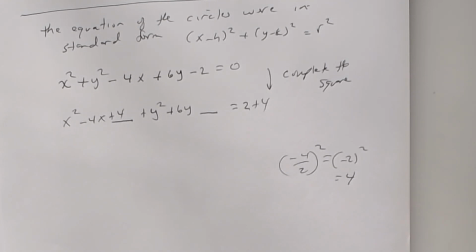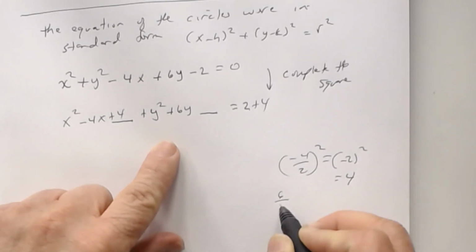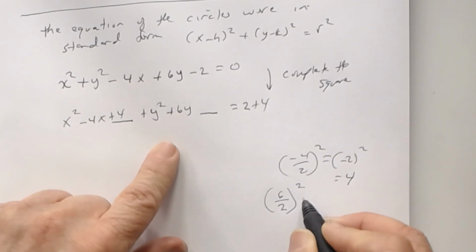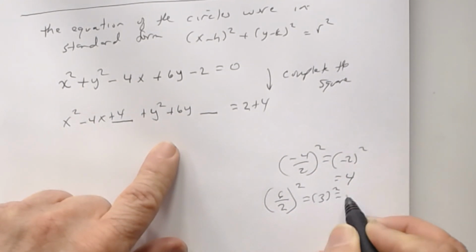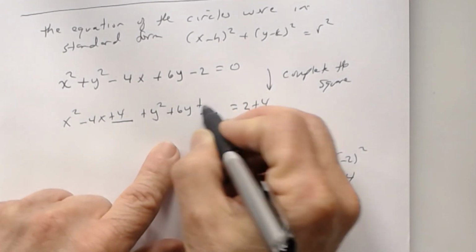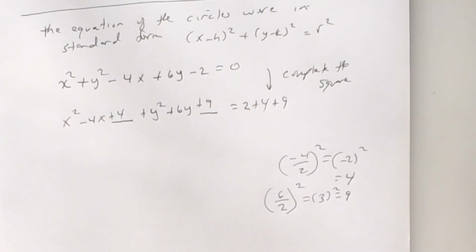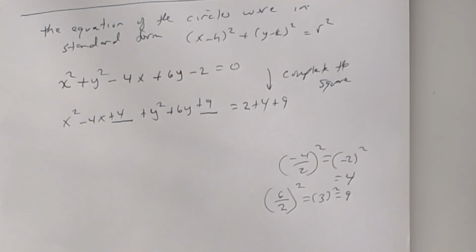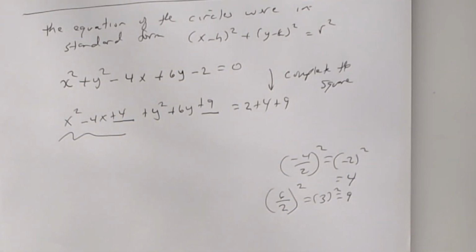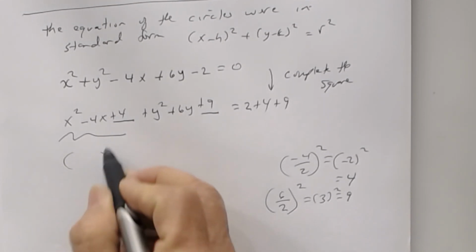I complete the square on the y's as well. What's the coefficient of y? 6. What do I do to that 6? I take 6 divided by 2 and I square it. So that's 3 squared, which is 9. So I add 9 to both sides. So that's where I'm at. One more step, about another 5 seconds, and you're done. This trinomial should now be a perfect square trinomial. So how do you factor that?